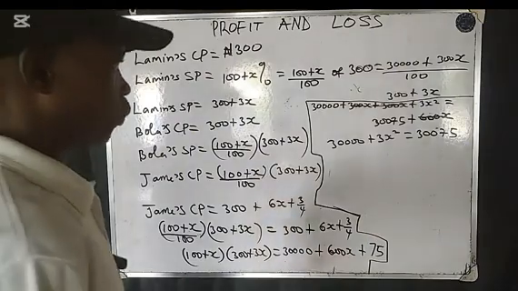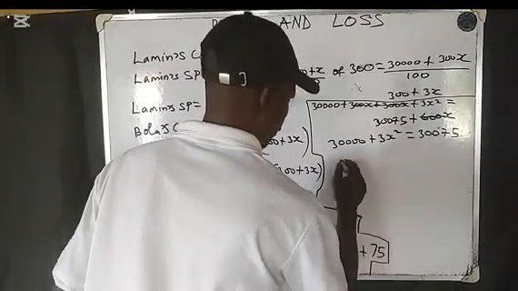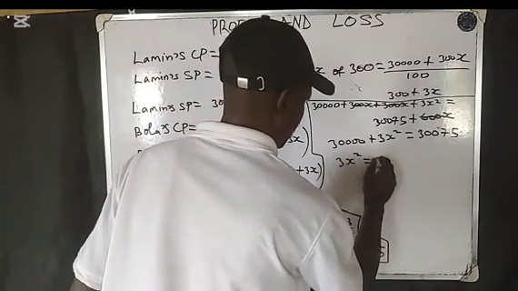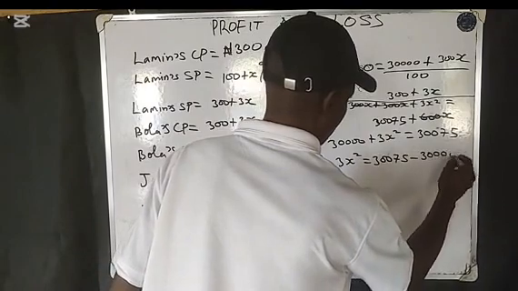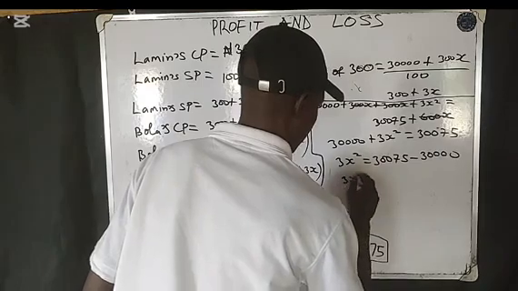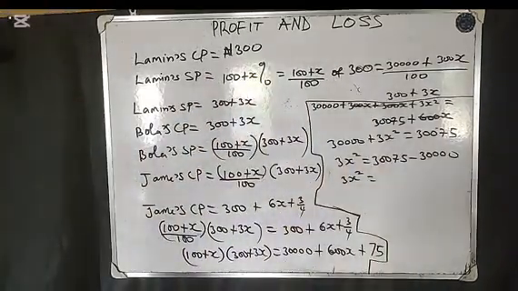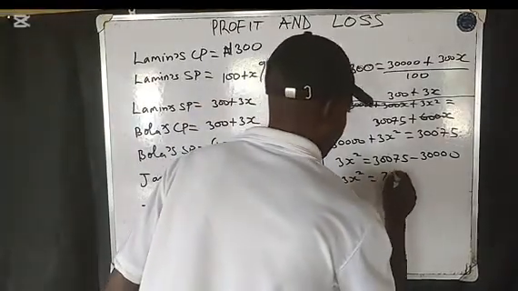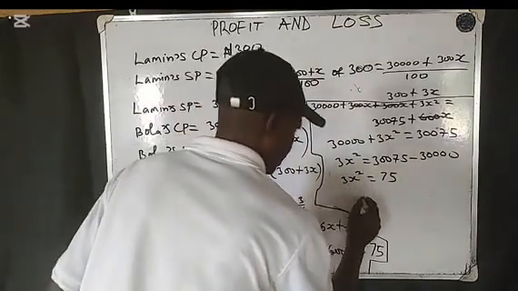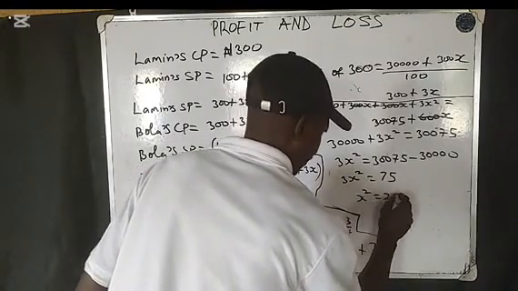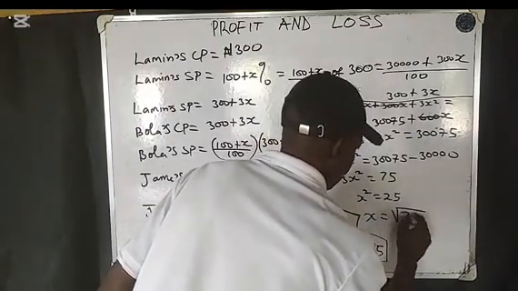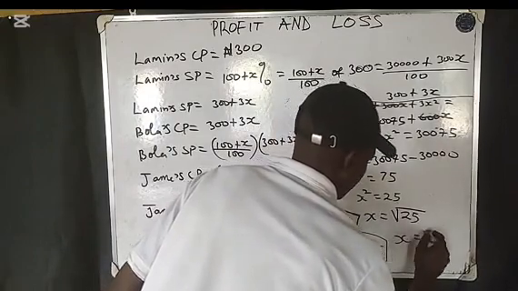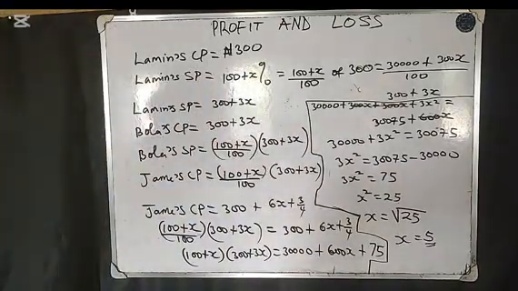Now we are left with, can this one come here? So we have 3x squared equals 30,075 minus this one. Can you subtract this? It gives you 75, right? Can you divide both sides by 3 to give you 25, right? So now x equals the square root of 25, right? So x equals 5. That is what we are looking for. The value of x they are asking you to find is 5.